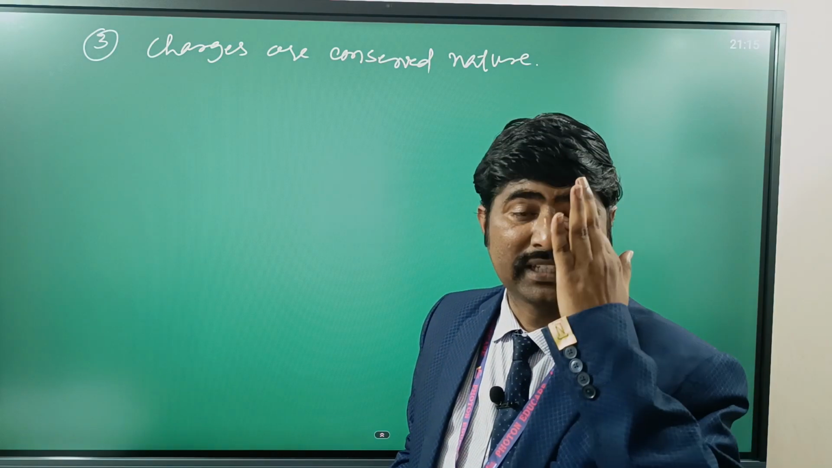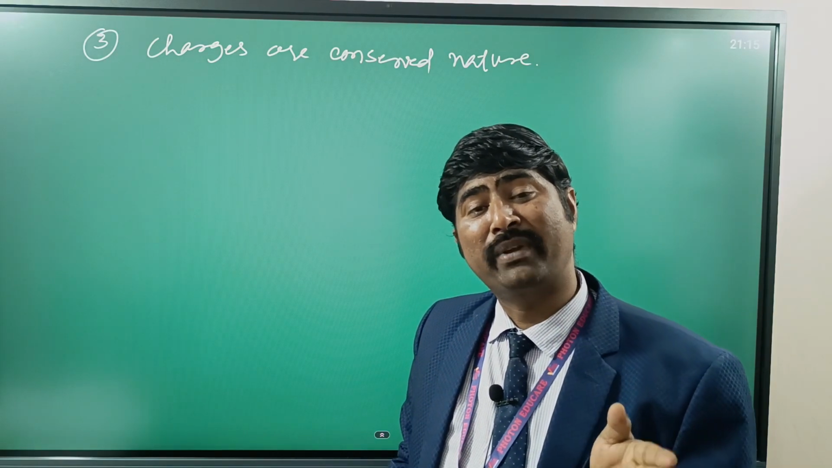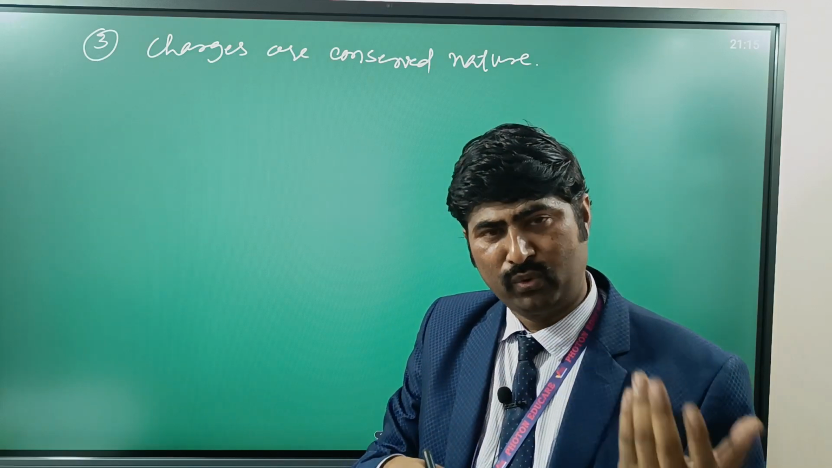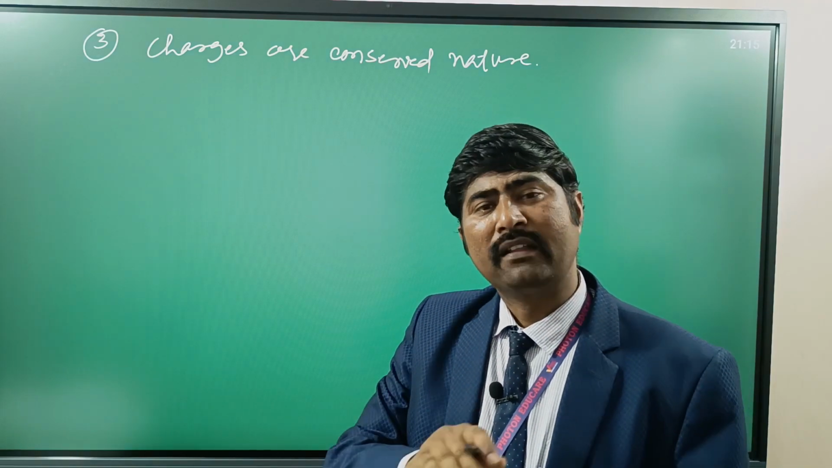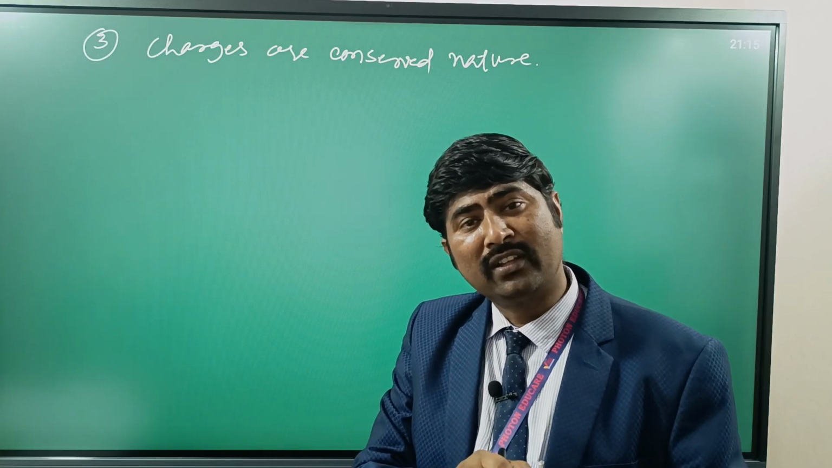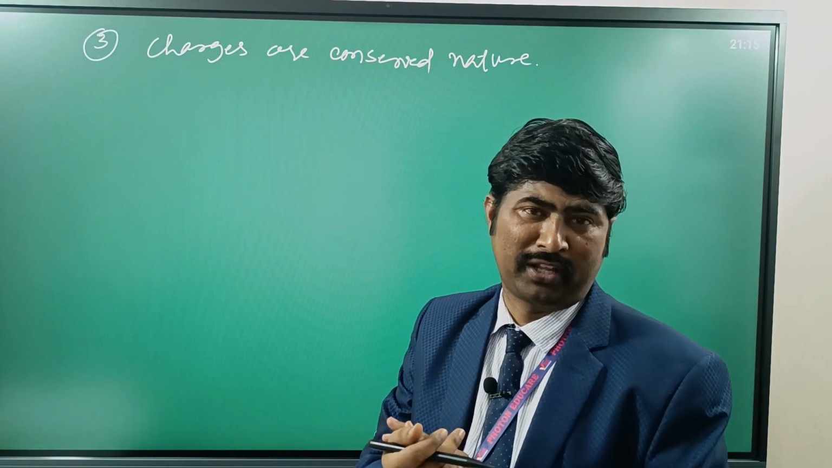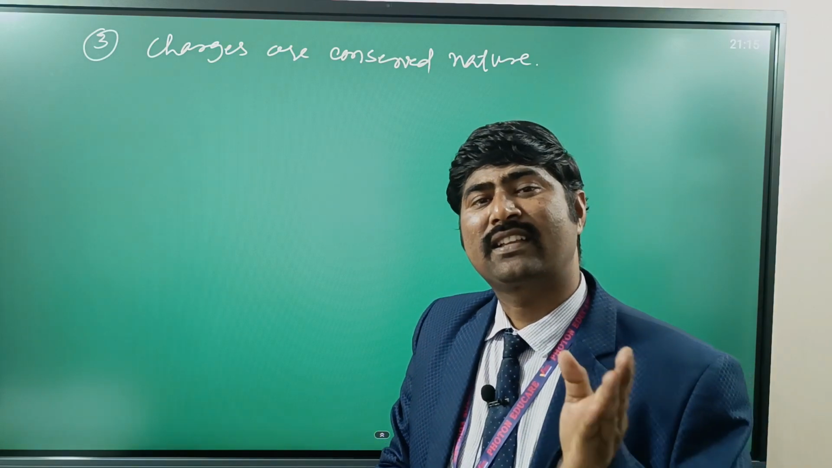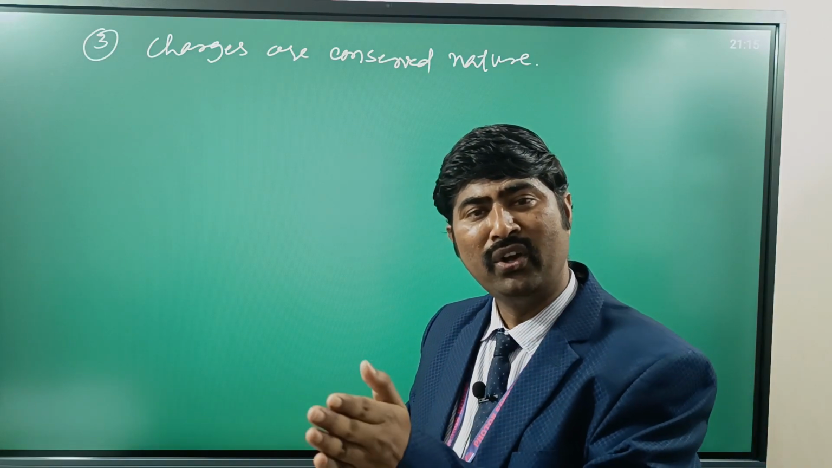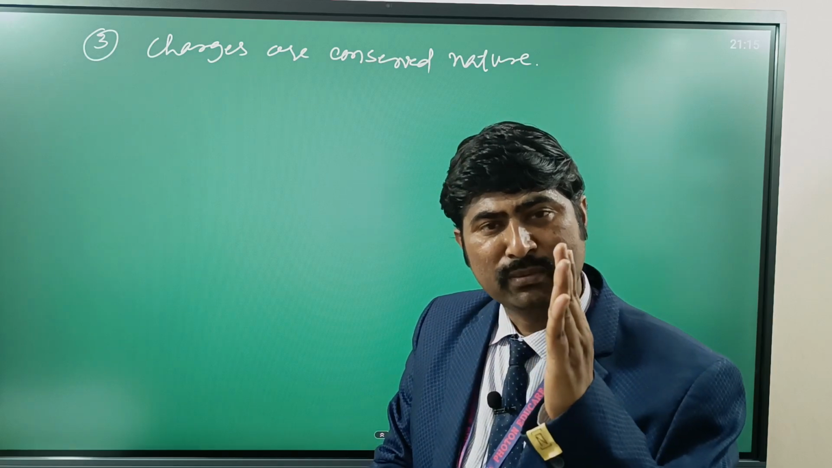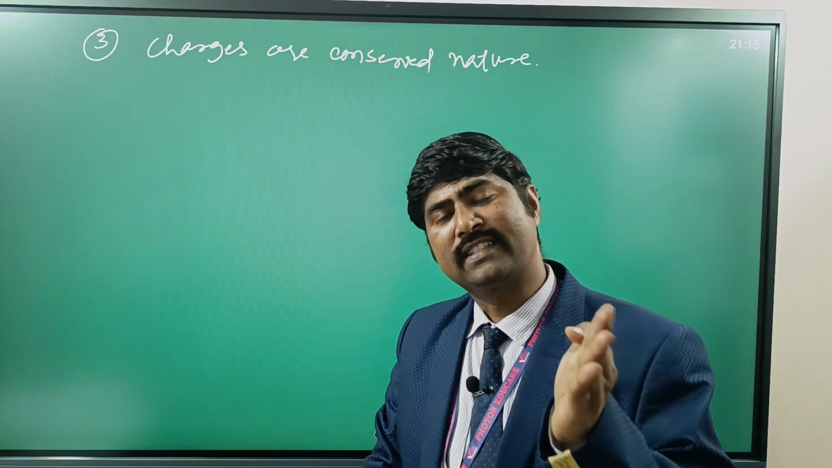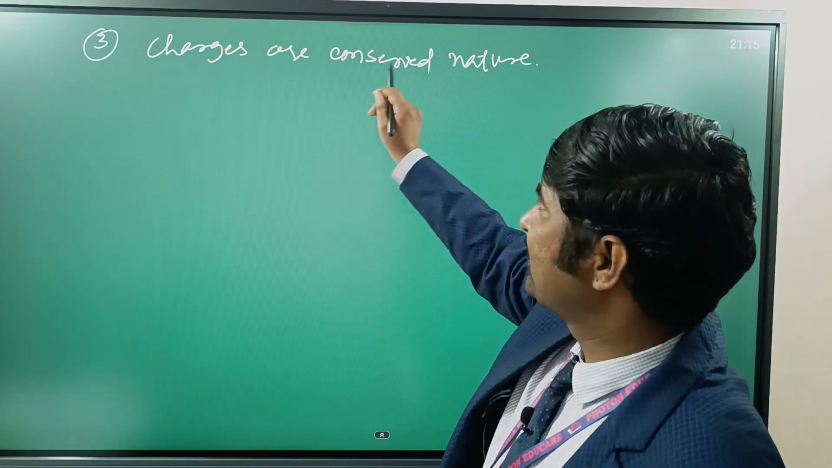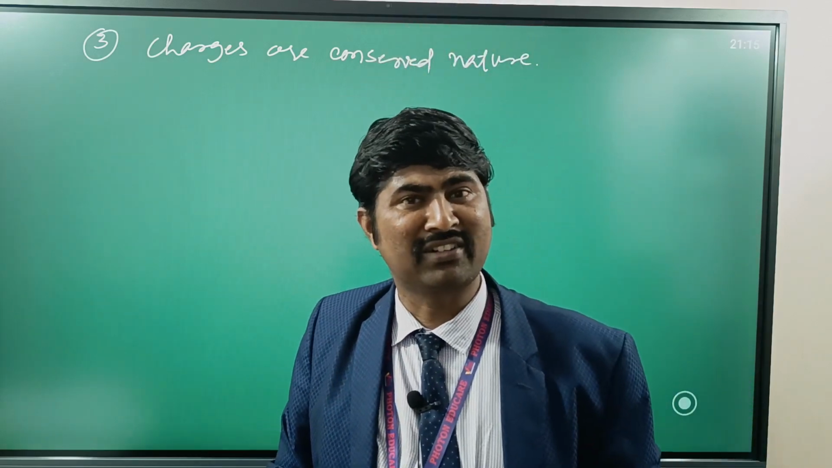So that is why we say, yes, electrons can be transferred from one body to another body by rubbing, or by whatever method you apply. Those electrons are charges. Clear? Charges can be transferred from one body to another, but it is not possible to create the charges, and simultaneously it is not possible to destroy the charges. So charges are conserved in nature.